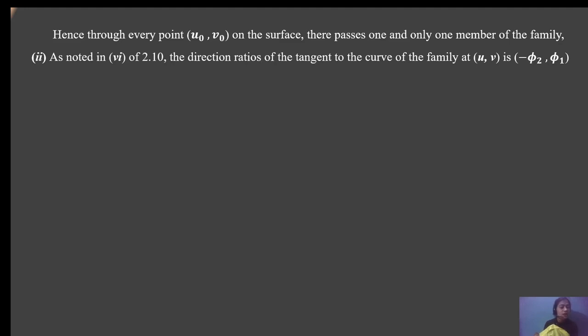Second, as noted before, the direction ratio of a tangent to the curve of the family phi(u,v) is generated, as already discussed in the above example. Okay, it is minus phi 2, phi 1.